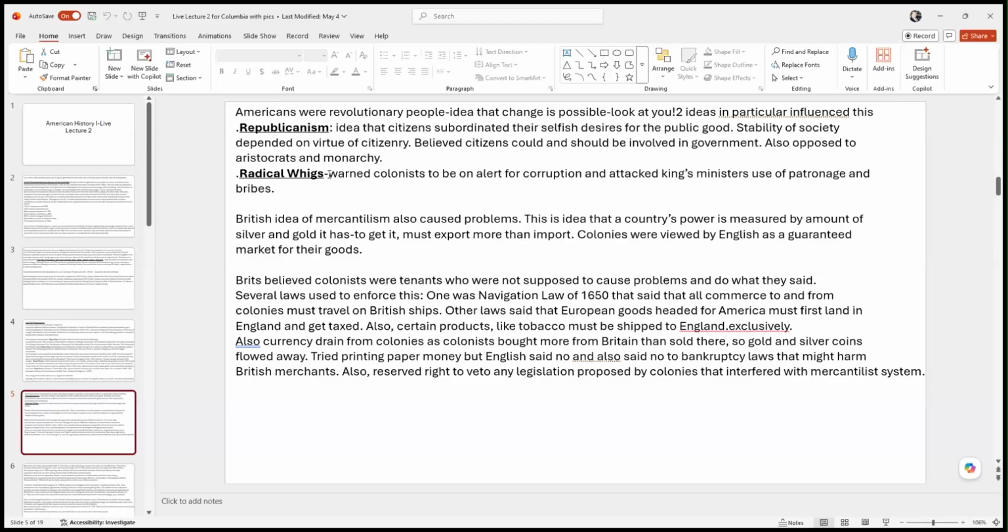Some products that were produced in the Americas were restricted by British law to only be sold in England, like tobacco. Even if you're a tobacco producer and you got a better deal to sell someplace else, you weren't allowed to. You had to sell it to the English.